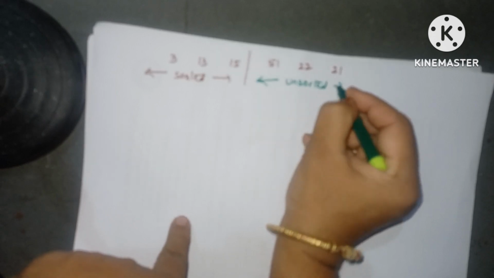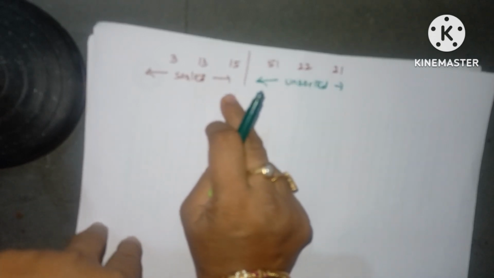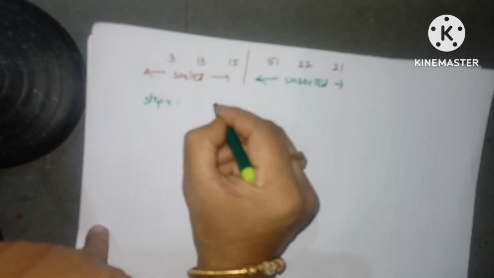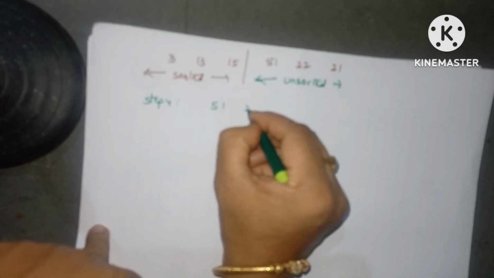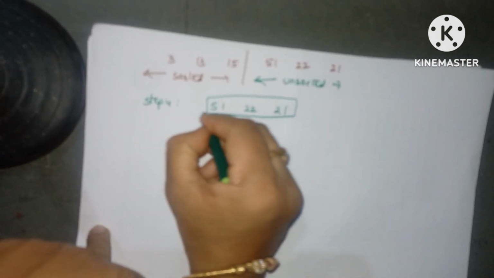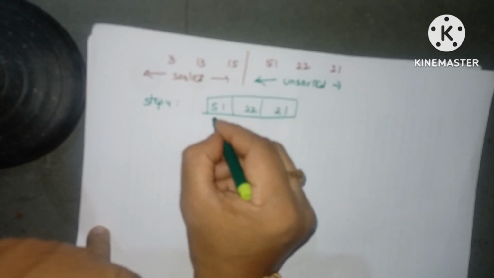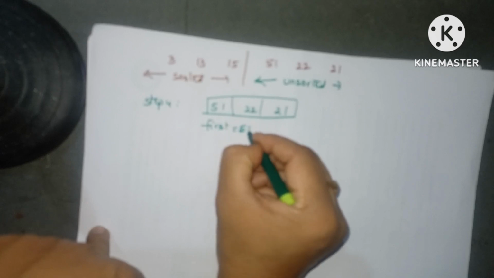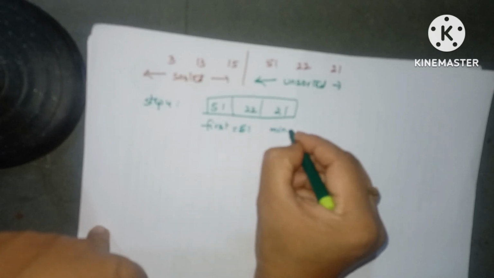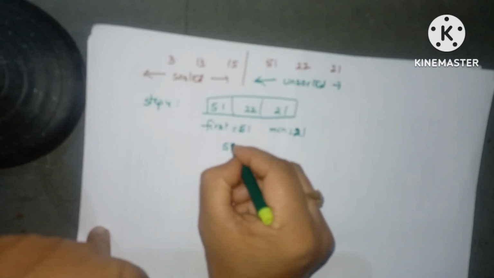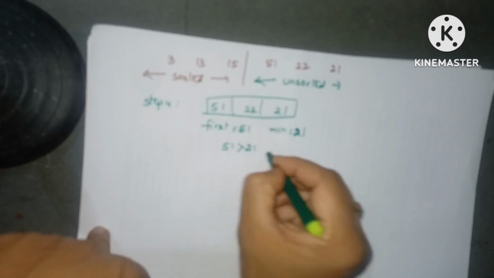Okay. 3 steps are completed, which means 3 elements are already in order. Then step 4. In step 4 we take only 51, 22, 21, again considered as an array. The first element is 51. What is the minimum element? The minimum element is 21. So, compare: the first element 51 is more than 21.